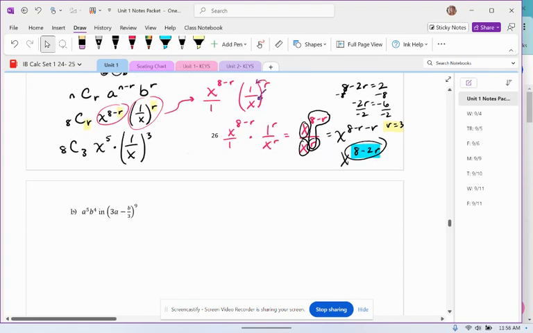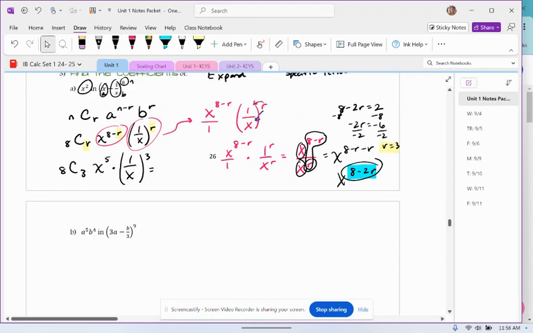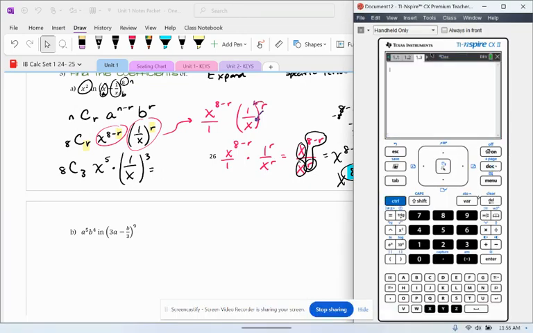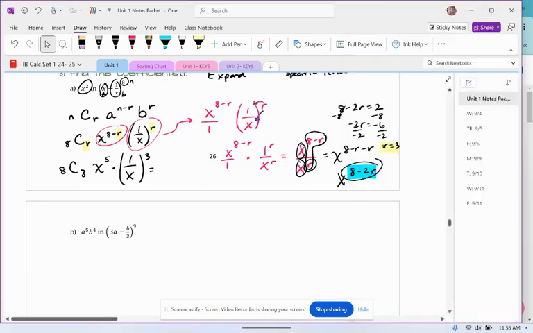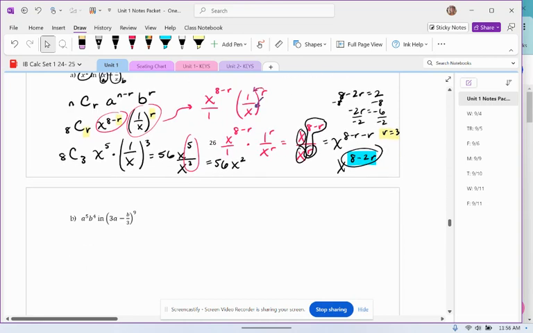I'm going to multiply across, and I would get 8 choose 3. I can do that right in my calculator, or I could use the formula, whatever you prefer, or you could use Pascal's triangle. I would press menu 5, 3 for combinations, and I would do 8, 3. This is going to get me the 8 choose 3 that I'm looking for. I get 56, so I get 56 x to the 5th over x to the 3rd. When I divide like bases, I subtract the exponents, and I end up getting 56x squared. I think that's all I needed to find: the coefficient of x squared. So my answer would just be 56.